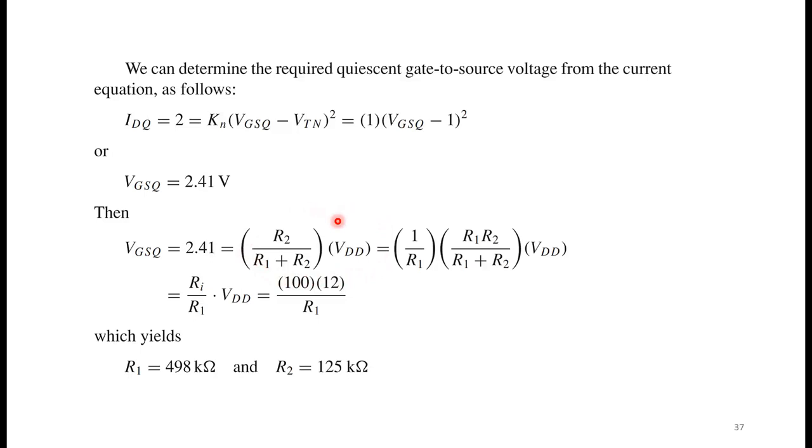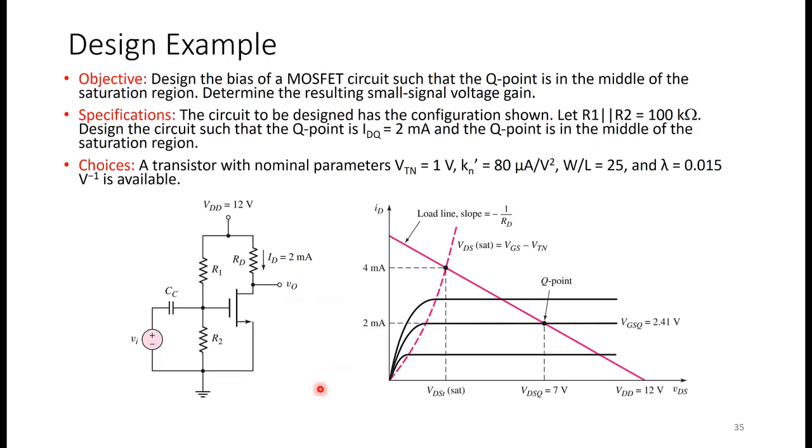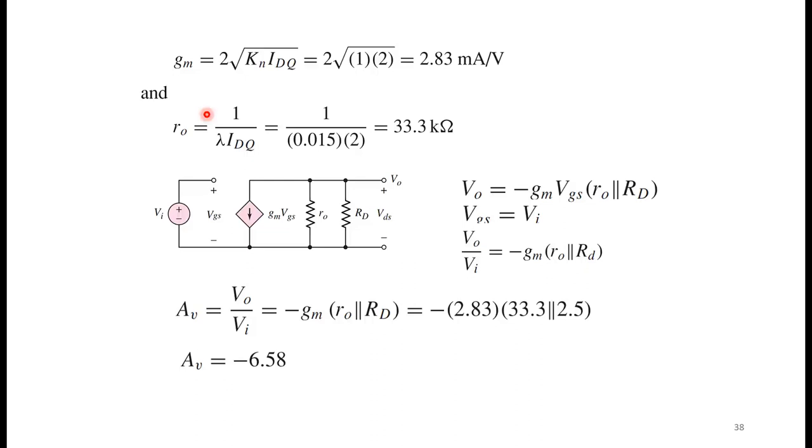So using this concept, and knowing that R2 and R1 are in parallel, I can rearrange this expression to find R1 and R2, equal to R1 at 498 kilo ohms and R2 at 125 kilo ohms. Alright, and then I can find gm and r out because I know IDQ is a specified value, 2 milliamp, and r out is going to be 3.33 kilo ohm.